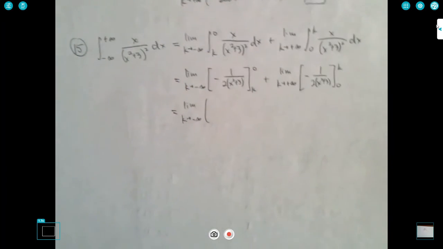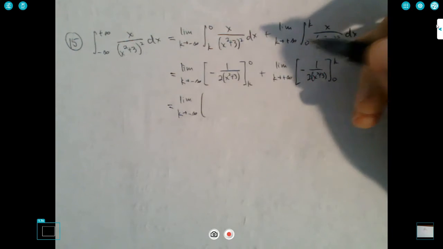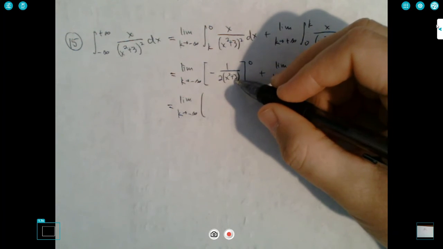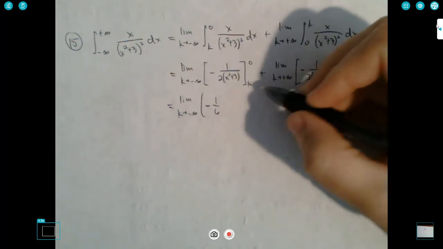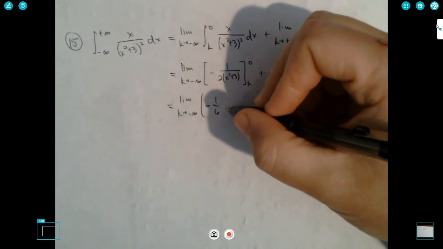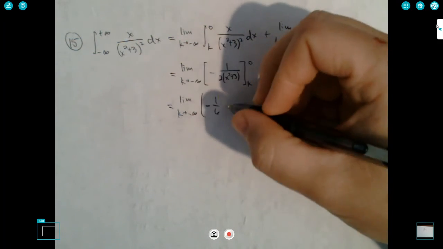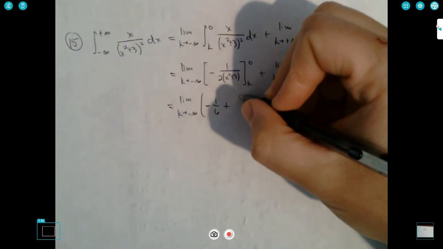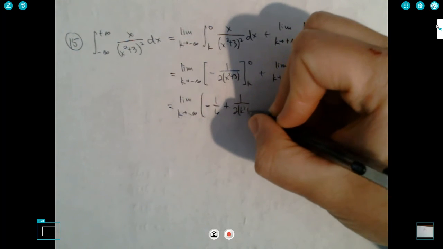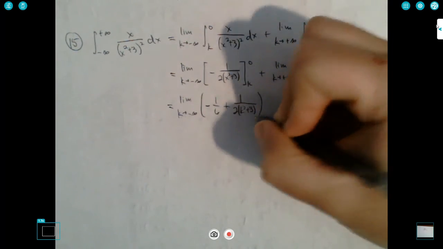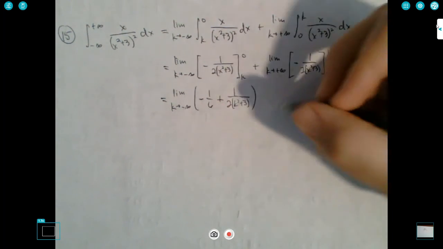So it's going to be the limit as k goes to negative infinity of, we plug in 0 first, right? 0 plus 3 is 3, 2 times 3 is 6, so we get negative 1/6. If we plug in k, we're going to get a minus a negative, so that'll be plus 1 over 2 times k squared plus 3. Okay, so that's that first half.